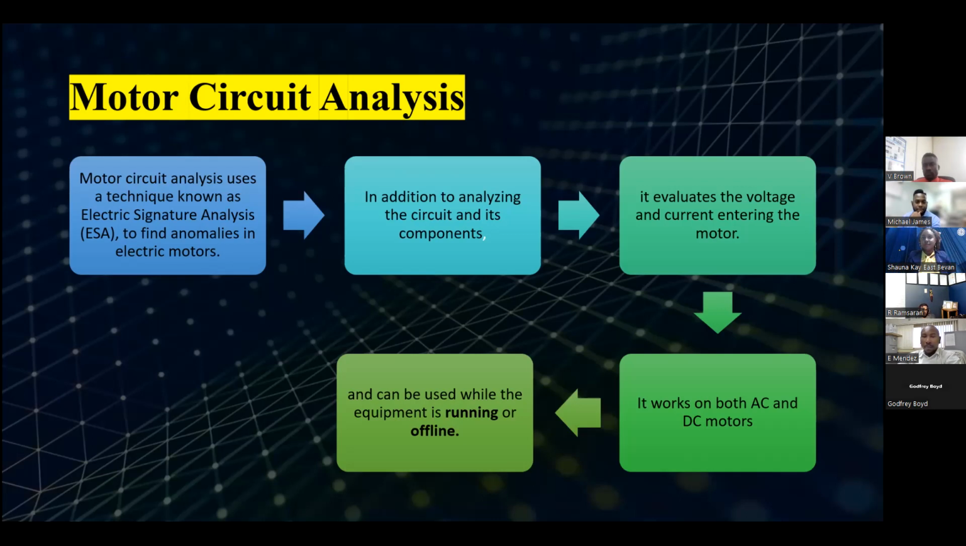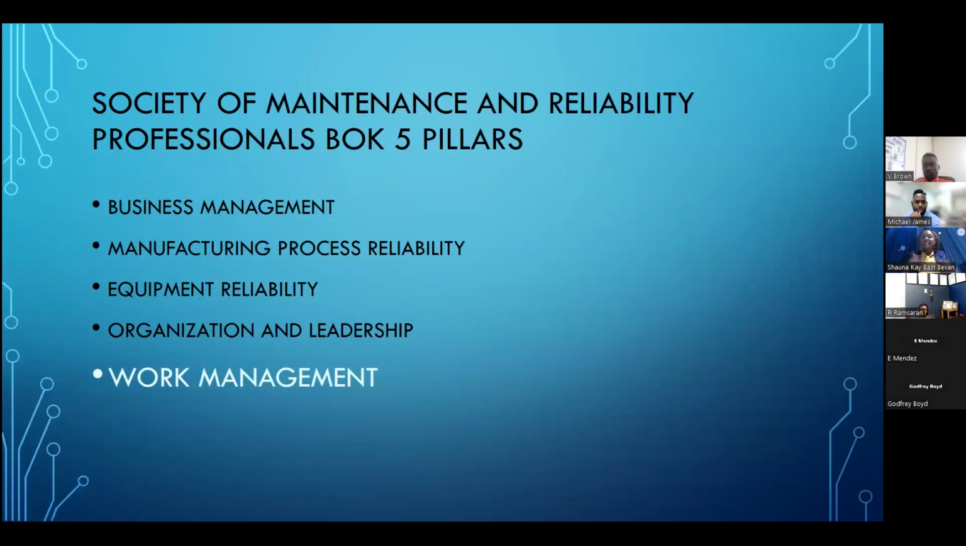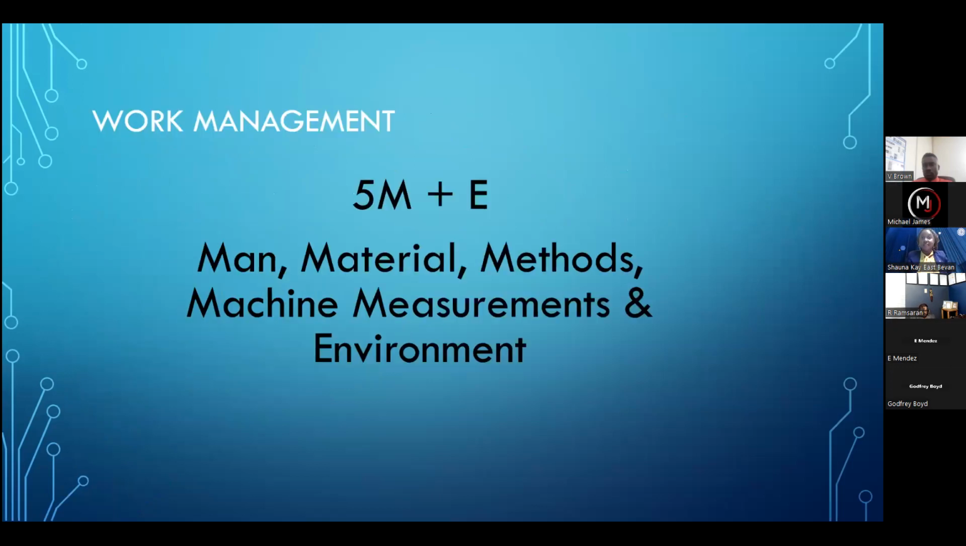Okay. All right, so the Society of Maintenance and Reliability Professionals has a body of knowledge, which includes 5 pillars. What you're seeing on the screen now is the 5 pillars: business management, manufacturing process reliability, equipment reliability, organization and leadership, and work management. Now, I've highlighted that one for a reason, as we're going to delve into that.